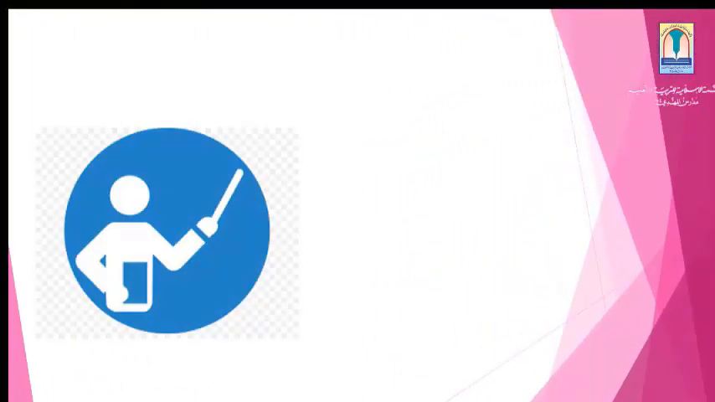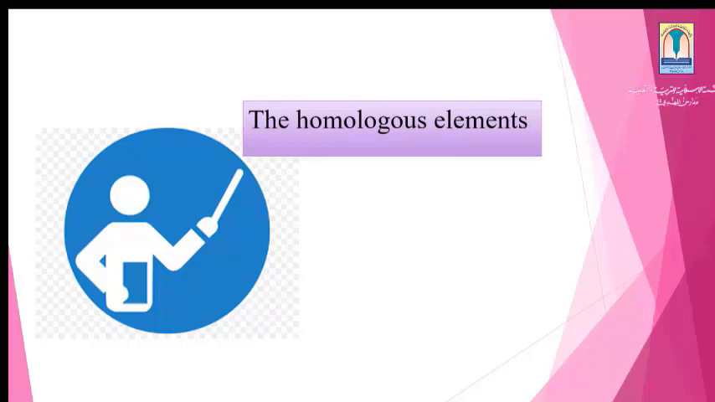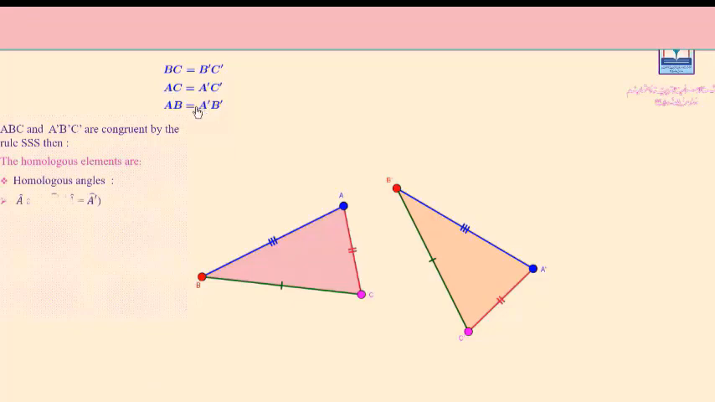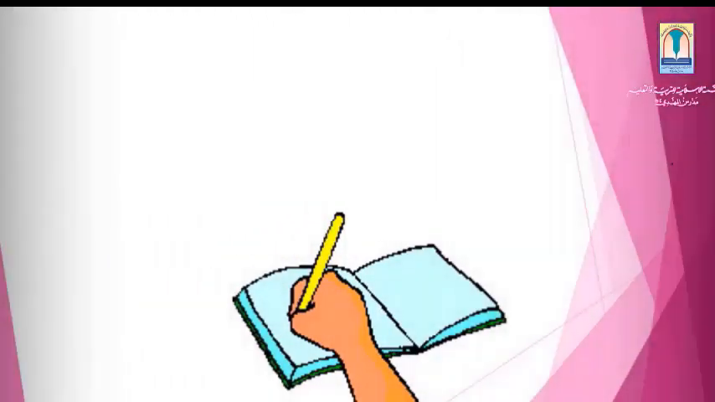We will move now to find the homologous elements of two congruent triangles. What are homologous elements? They are elements that we deduce to be equal after we have proved that these two triangles are congruent. We have ABC and A'B'C', two triangles that are congruent by the rule side. Then our homologous elements are the homologous angles: angle A and angle A' are equal, angle B and angle B' are equal, angle C and angle C' are equal.